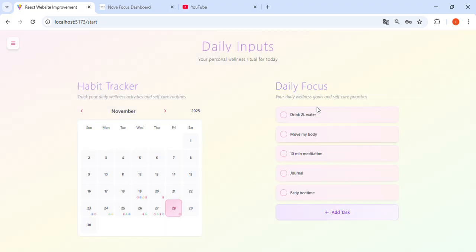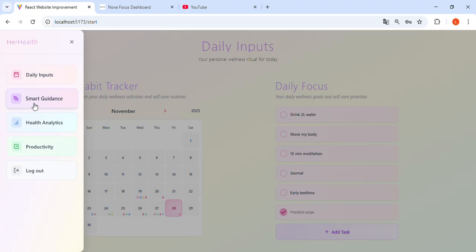And then we have our daily focus. I think these are just goals that we would all like to achieve on a daily basis. The user can cross them out or not, but also, of course, enter their own goal for the day. Yoga. And then, of course, also check this.